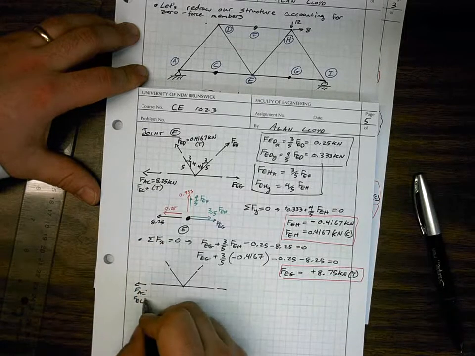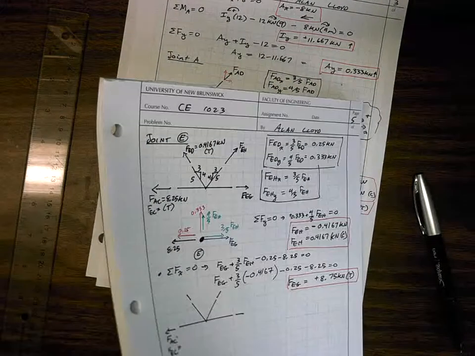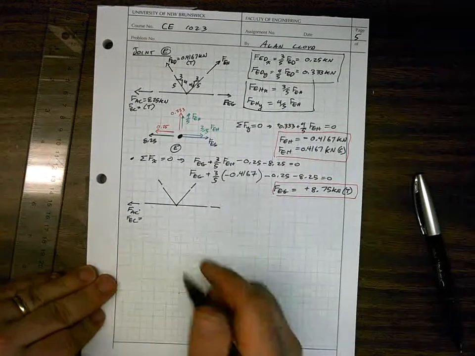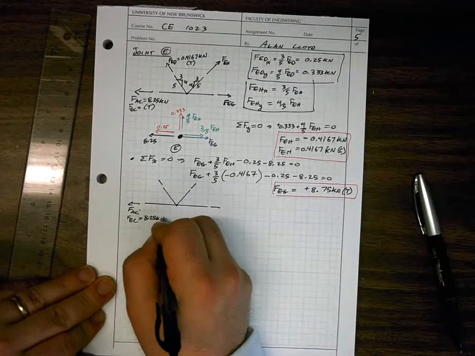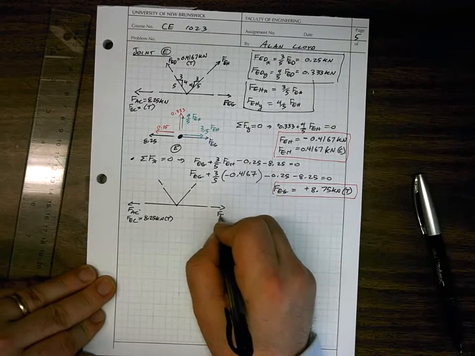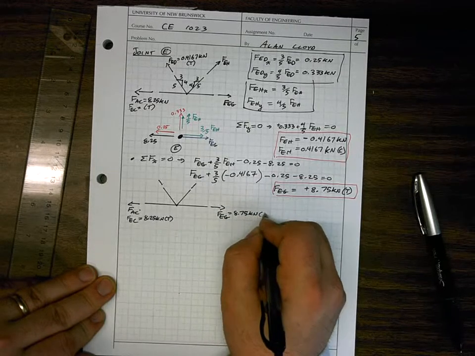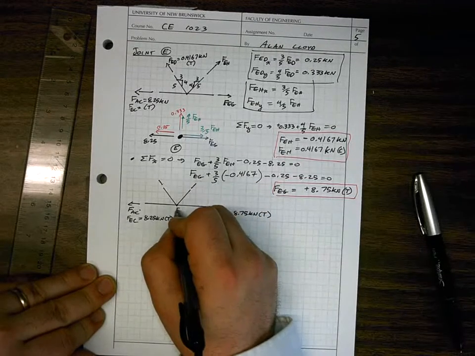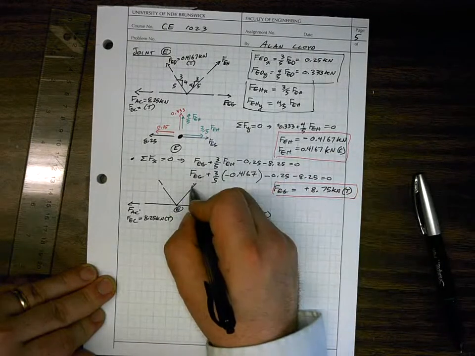FEC is equal to the values that we just calculated. So FEC is equal to 8.25 kilonewtons in tension. And then here we have FEG is equal to 8.75 kilonewtons in tension. This is joint E down here. We have FEH, which was negative. That means it's a compression force here.